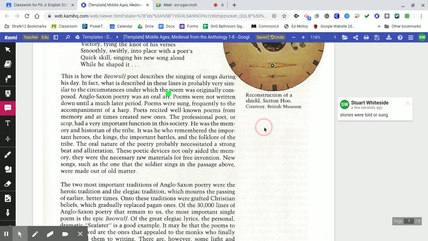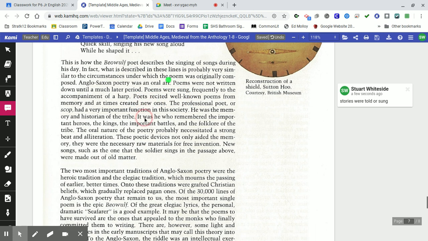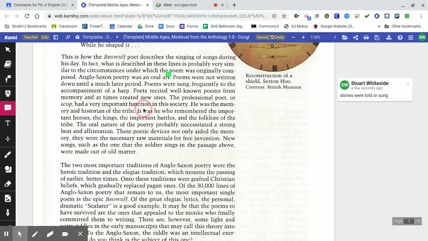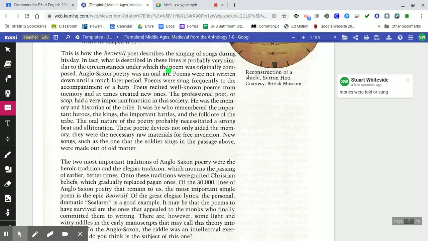And so when we get to reading Beowulf, it's a story that we have to imagine was told out loud rather than read. Poems were not written down until a much later period. Poems were sung, frequently to the accompaniment of a harp. Poets recited well-known poems from memory at times and created new ones. The professional poet, or scop, had a very important function in this society. He was the memory and the historian of the tribe. It was he who remembered the important heroes, the kings, the important battles, and the folklore of the tribe.